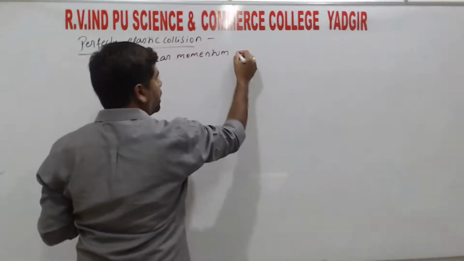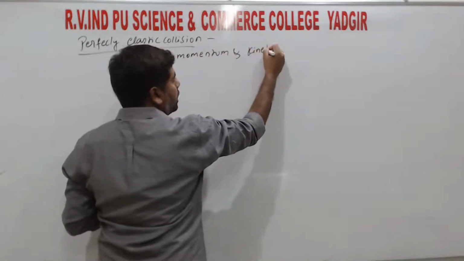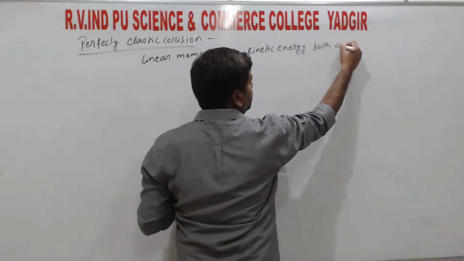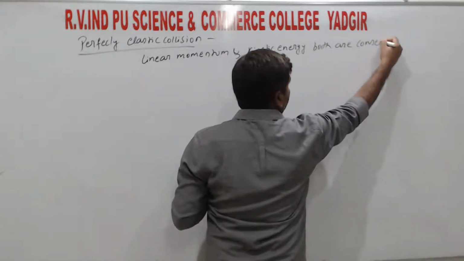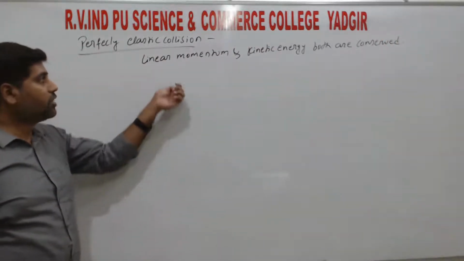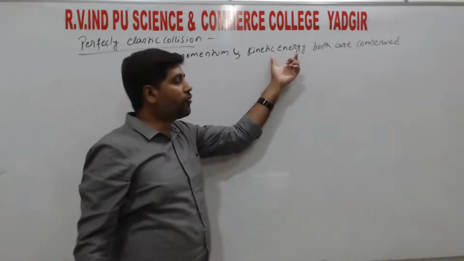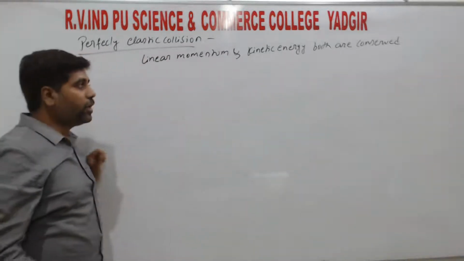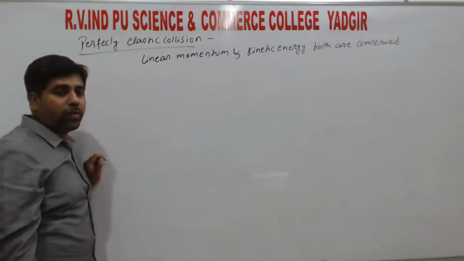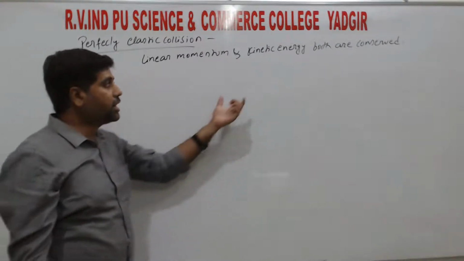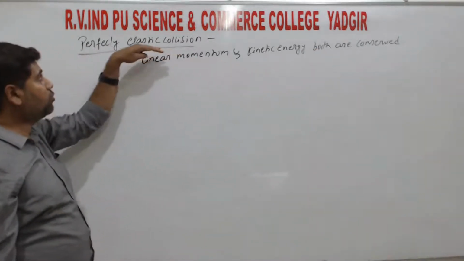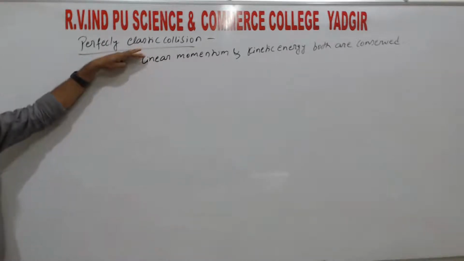Linear momentum and kinetic energy both are conserved, right? So this is again from the conservation law of linear momentum and conservation law of kinetic energy. That means the momentum before collision is equal to the momentum after collision, and also kinetic energy before collision is equal to the kinetic energy after collision. So that gives the statement of the perfectly elastic collision.